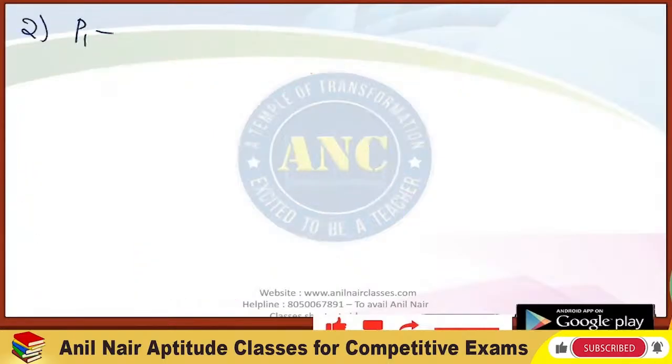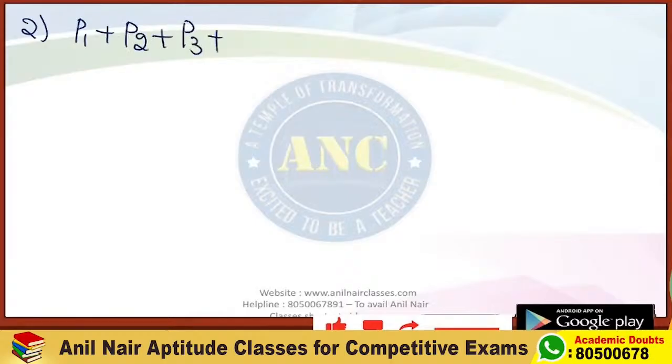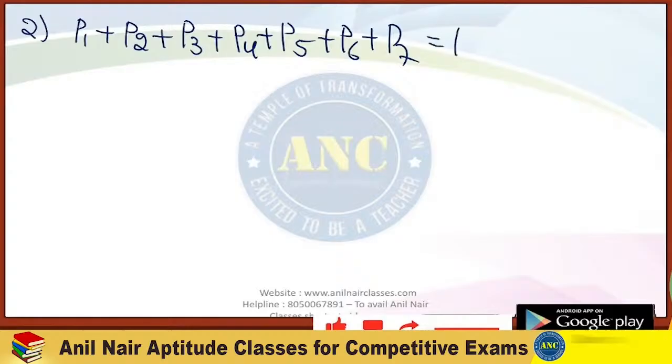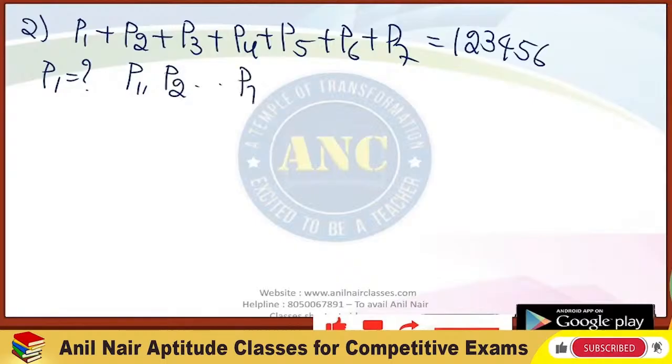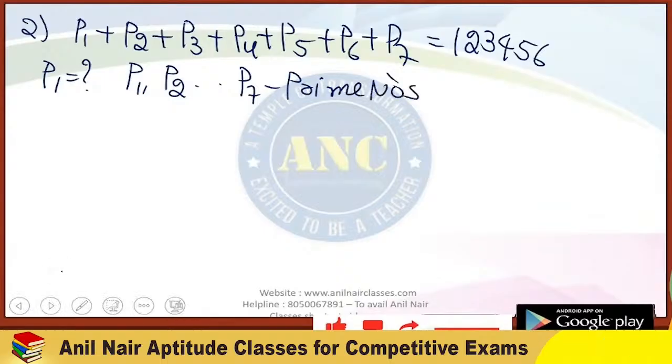P1 plus P2 plus P3 plus P4, P5, P6, P7. I am just twisting the question. It is equivalent to 1, 2, 3, 4, 5, 6. Find the value of P1 if all the numbers are prime numbers. P1 to P7, all are prime numbers. Find the value of P1.